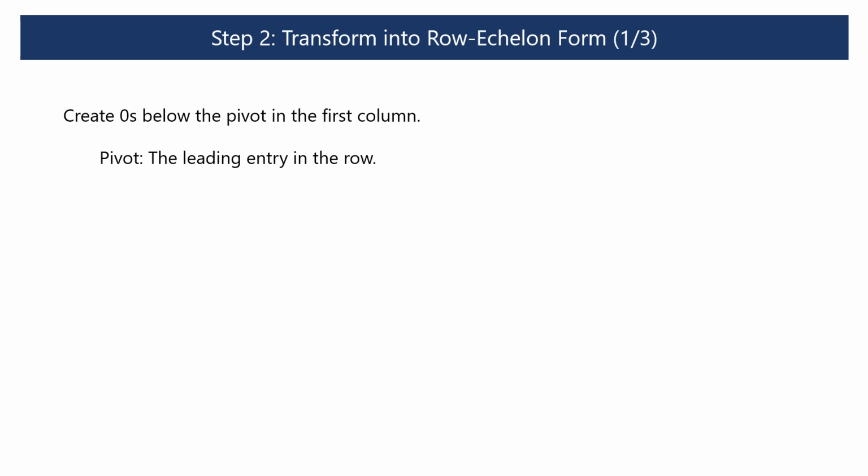As the second step, we transform the matrix into row echelon form. So, first, create zeros below the pivot in the first column. The first pivot is the leading entry in the first row. In this example, it is 2. To transform this matrix into row echelon form, first, we aim to create zeros below this first pivot by applying row operations.